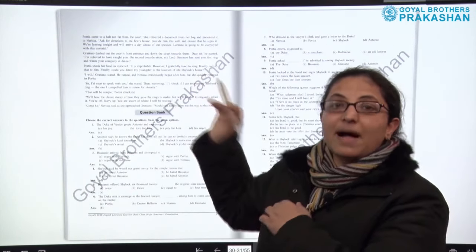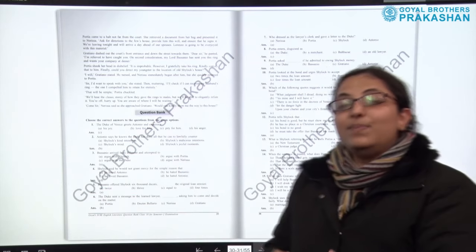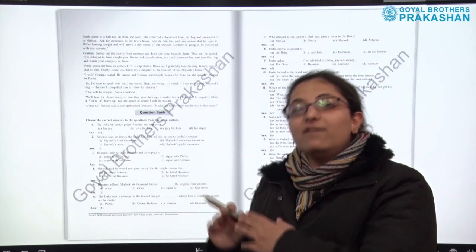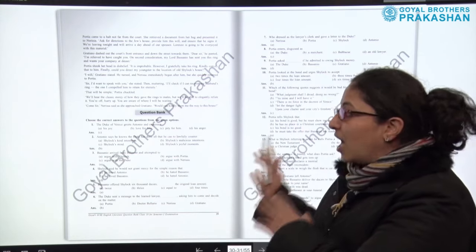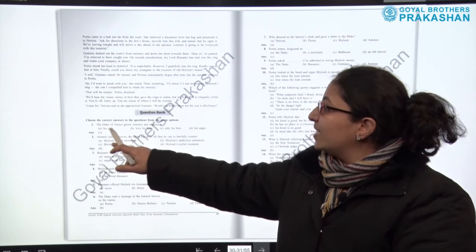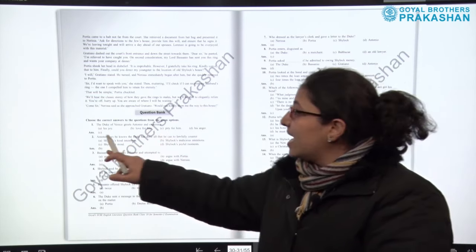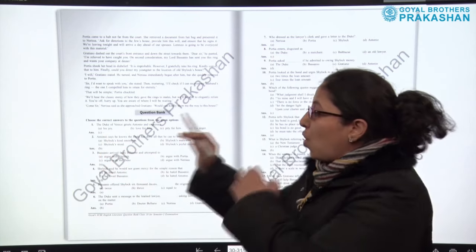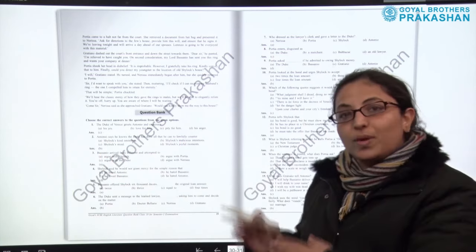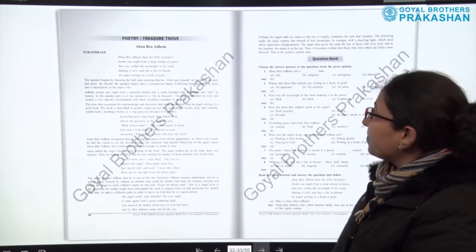Now, after the paraphrase of the drama section, there is the question bank. Please note that this is a solved question bank. All the solutions are provided along with the questions. You can see, suppose for the first question, the Duke of Venice greets Antonio and expresses, and the option C is given. So all the answers are given along with the questions. So this is the question bank.